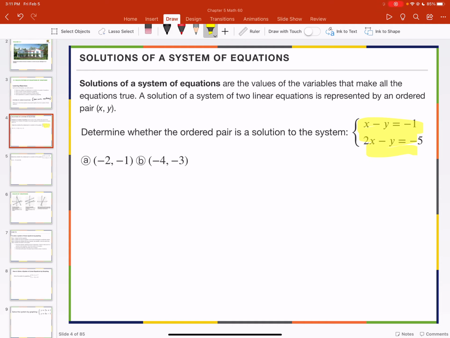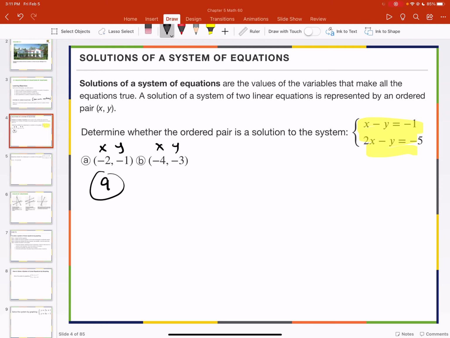So let's do an example here. We're given this system of equations, x minus y is equal to -1 and 2x minus y is equal to -5. Remember that this is a point (x, y). To determine if it's a solution, you plug it into both, and if it's true, then it's a solution. If it's false, it's not.